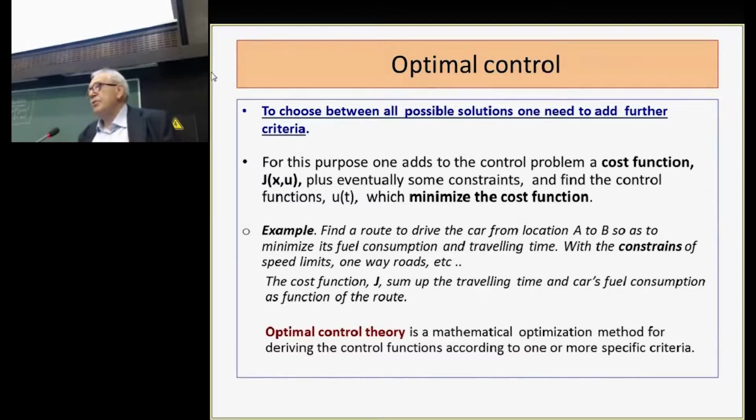Again, an example: I have to go from point A to point B with the car. I want to find the best way, with minimal fuel consumption and minimal time. Of course, I have constraints. I cannot break the one-way routes on the roads. I cannot overcome speed limits. So all this comes into your model for the optimal control.